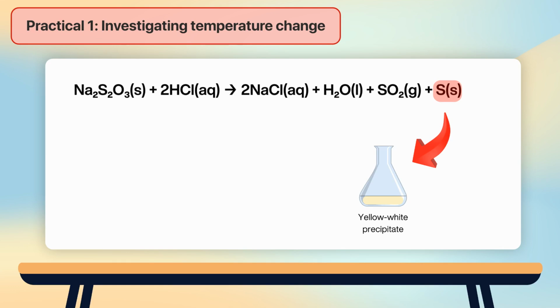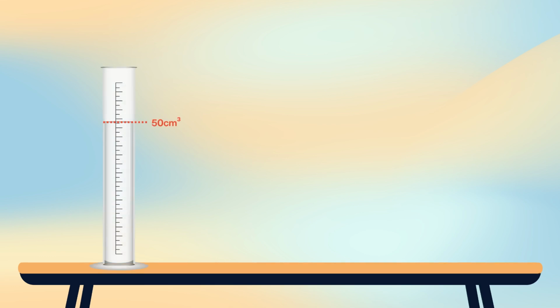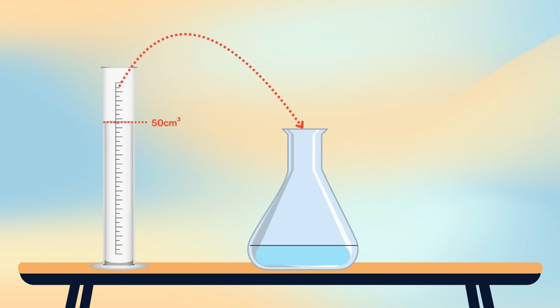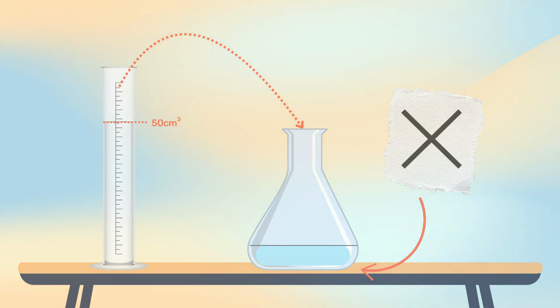Here's how we do it. To get started, take a measuring cylinder and carefully measure out 50 centimeters cubed of dilute sodium thiosulfate solution. Once you have that ready, pour it into a conical flask. Next, place this flask on a piece of paper with a black cross drawn on it. This will serve as a visual reference for our experiment.